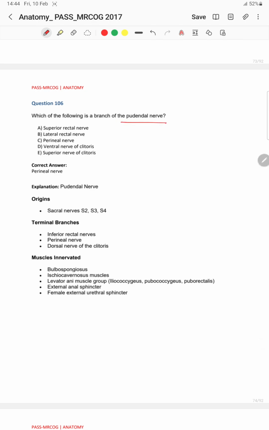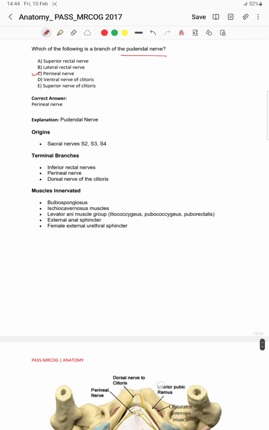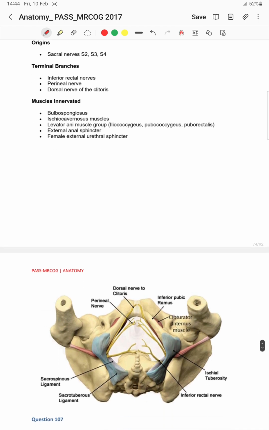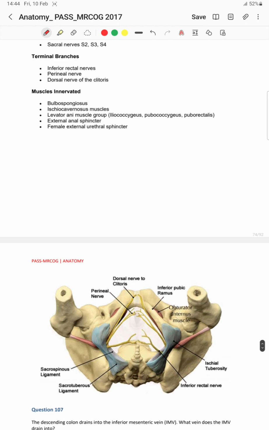Okay, and which of the following is a branch of the pudendal nerve? The perineal branches arise from the pudendal nerve, and the pudendal nerve arises from S2, S3, and S4. Its terminal branches include the inferior rectal nerve, the perineal nerve, and the dorsal nerve of the clitoris. The muscles innervated by the pudendal nerve are the bulbospongiosus, ischiocavernosus, the levator ani muscle group, the external anal sphincter, and the female external urethral sphincter.